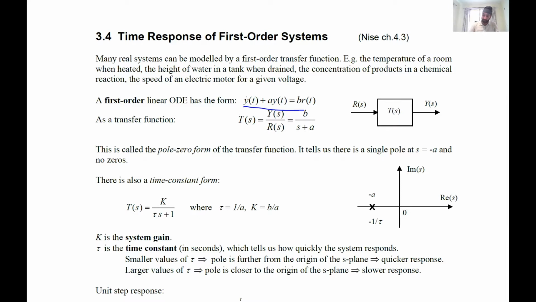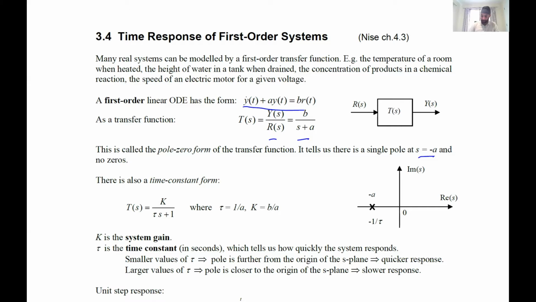So if we have an ordinary differential equation of this form, R is the input variable, Y is the output variable. Finding the transfer function, we will express the Laplace of the output variable divided by the Laplace of the input variable, taking zero initial conditions. We end up getting the transfer function as this. Notice over here that for the transfer function, we do not have any zero, and we have one pole at s is equal to minus a location. So this is a first order transfer function.